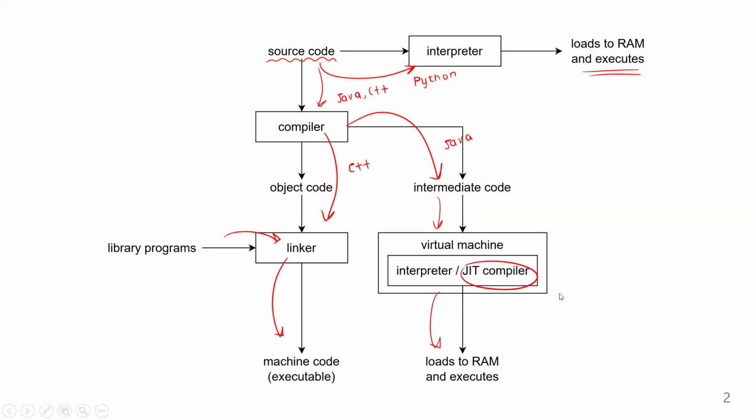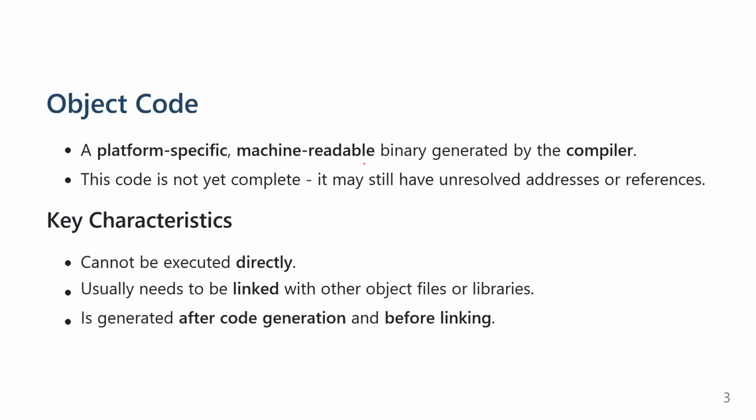Now, having understood the overall process, let's remind ourselves of what object code, intermediate code, and machine code mean. Object code is platform-specific, machine-readable binary, right? It's platform-specific, machine-readable binary generated by the compiler, as we saw in the previous diagram. But it's called object code because it's somewhere in the vicinity of assembly, where it's not completely binary yet, meaning the code is not yet complete. It may still have some unresolved addresses or references that need to be resolved through linking or further code generation.